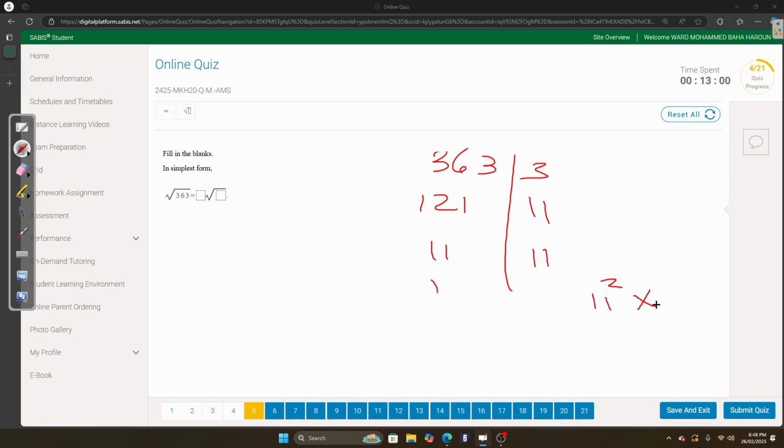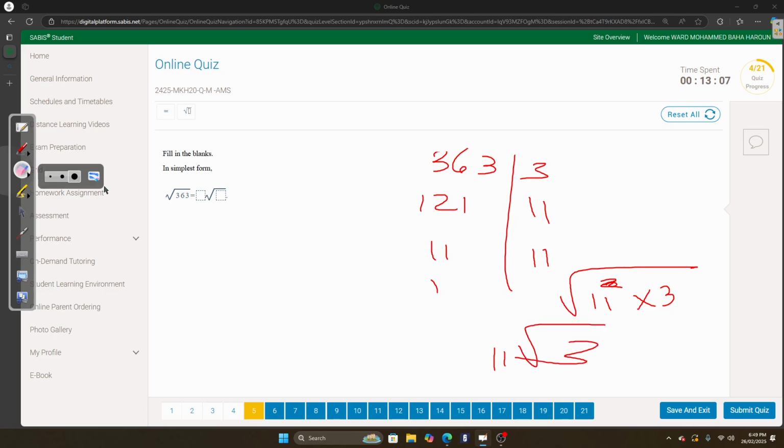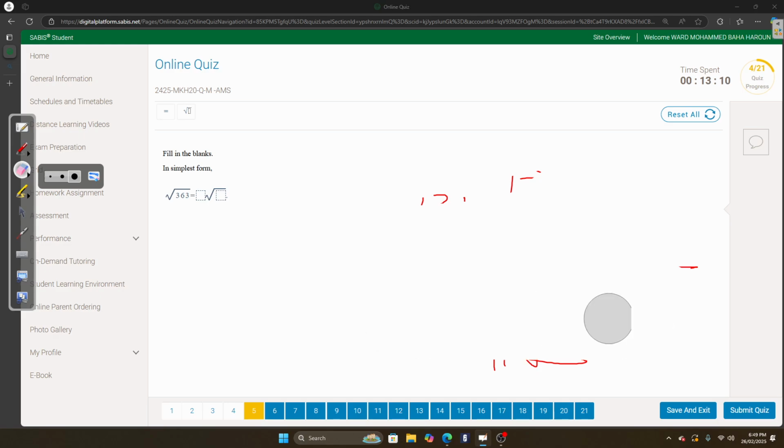It's gonna be 11 squared times 3, and that's in the radical. You take it outside, so it's gonna be 11, and you cancel the radical. 11 radical 3. That's the answer. 11 radical 3.